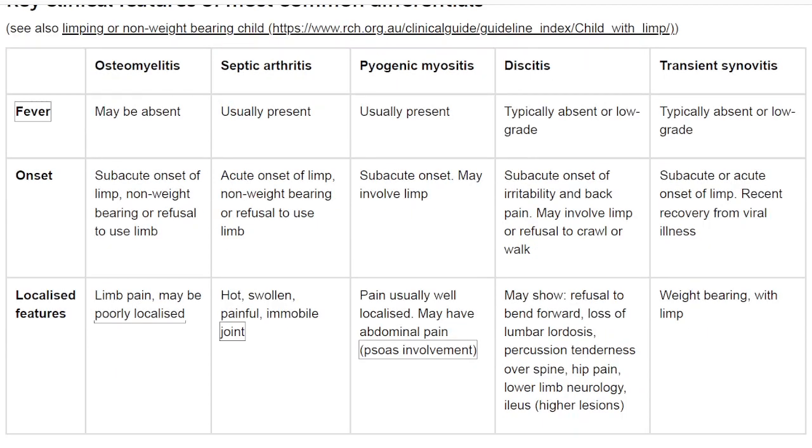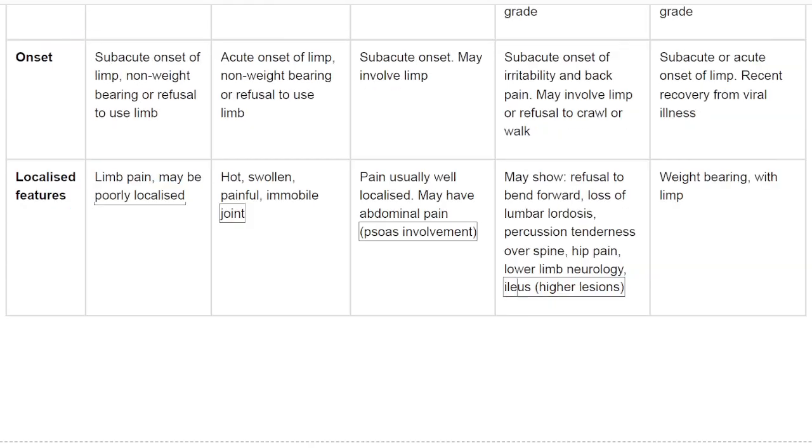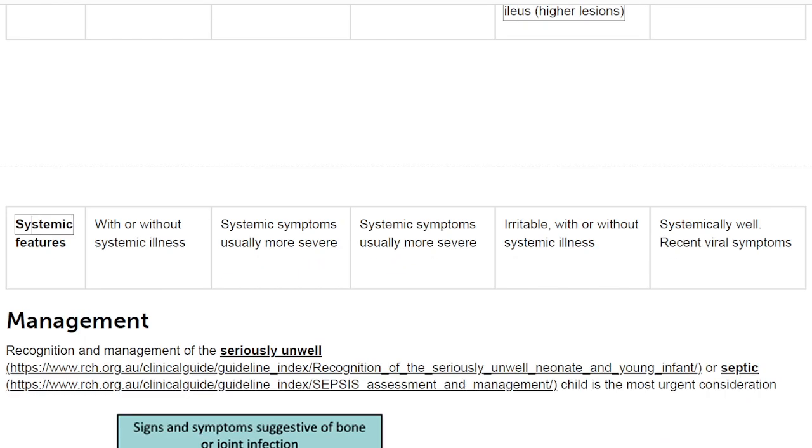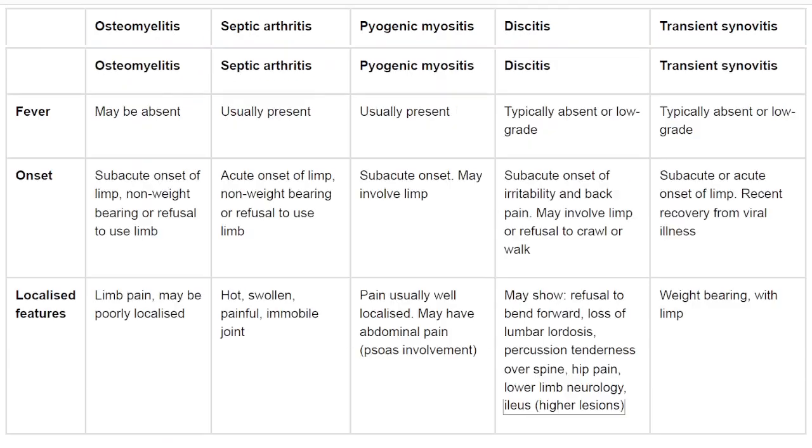Discitis. Fever typically absent or low. Onset: subacute onset of irritability and back pain. May involve limp, or refusal to crawl or walk. Localized features: may show refusal to bend forward, loss of lumbar lordosis, percussion tenderness over spine, hip pain, lower limb neurology, ileus with higher lesions. Systemic features: irritable, with or without systemic illness.